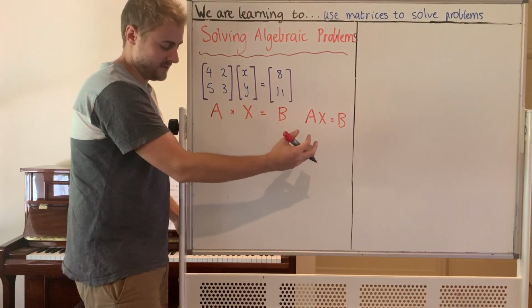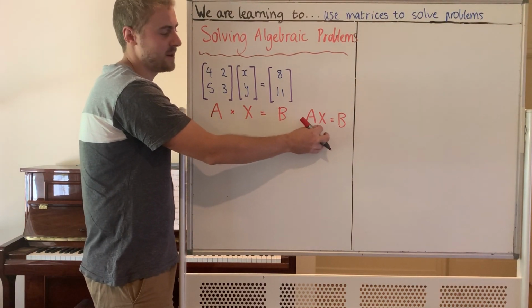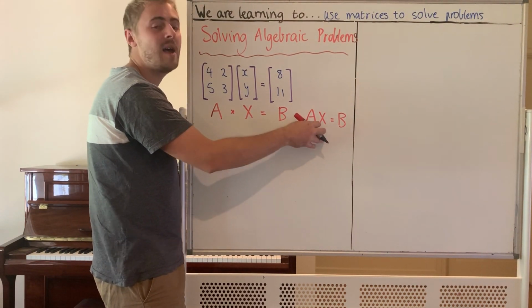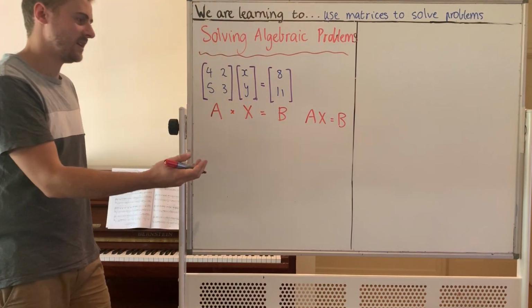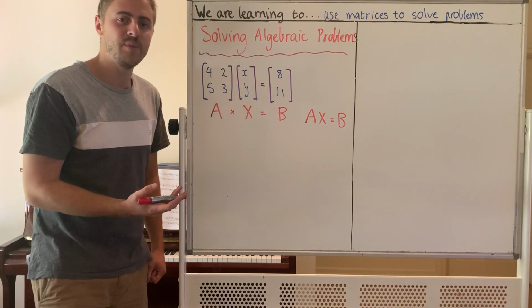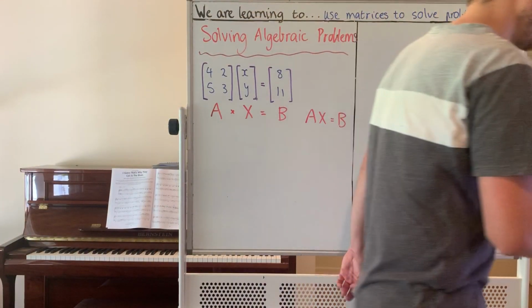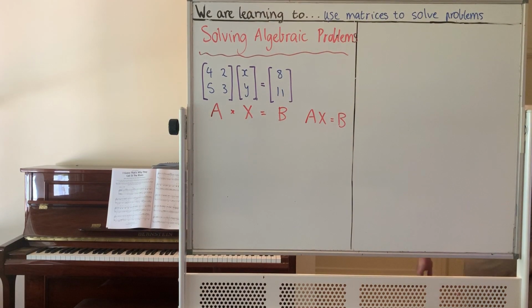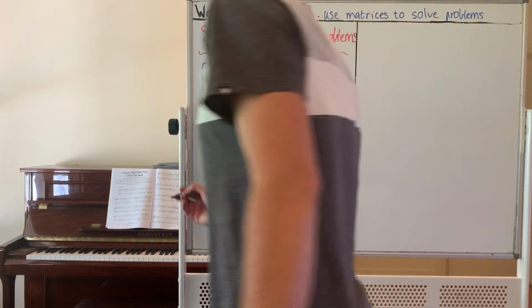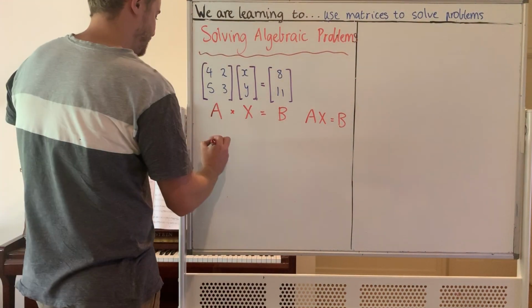Now, if this was any sort of case in normal algebra, you would divide both sides by A because we're multiplying by A. But as I said, in matrices, we can't divide by a matrix. So we need another system. This is where inverses come into it. All right, like we did with finding the inverses, we're going to use a very step-by-step process.